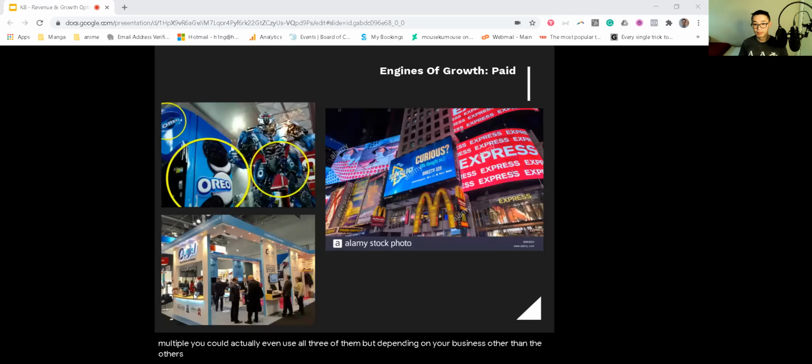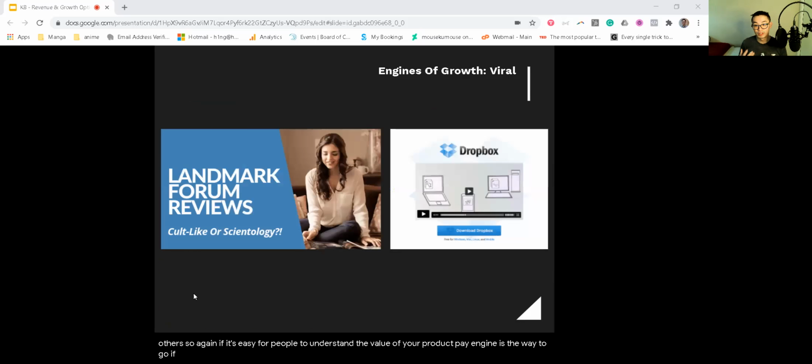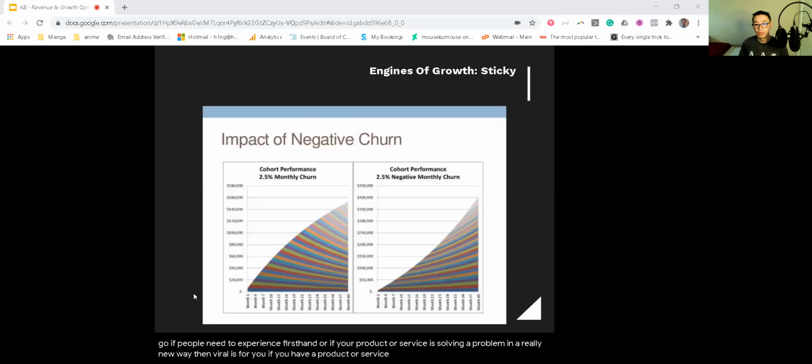So again, if it's easy for people to understand the value of your product, paid engine is the way to go. If people need to experience firsthand, or if your product or service is solving a problem in a really new way, then viral is for you. If you have a product or service where it relies on having long-term, high lifetime value of customers, then the sticky engine of growth is the right engine for you.